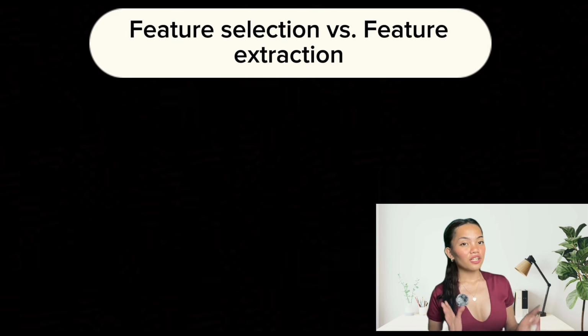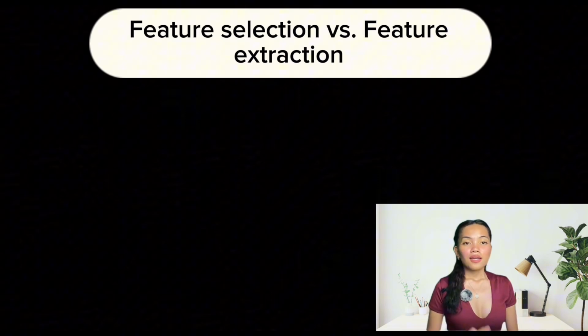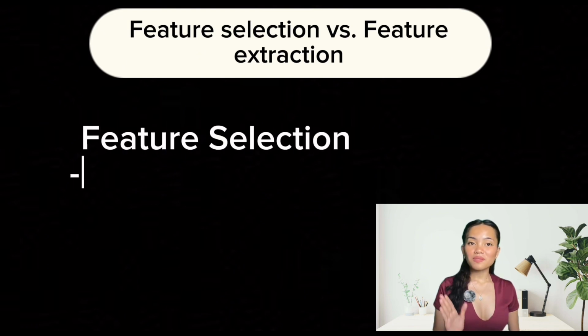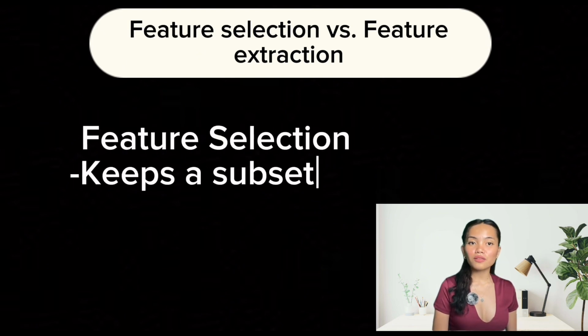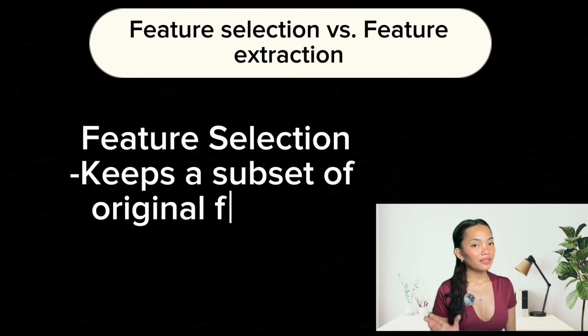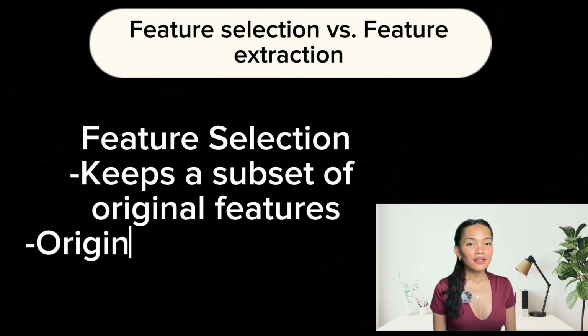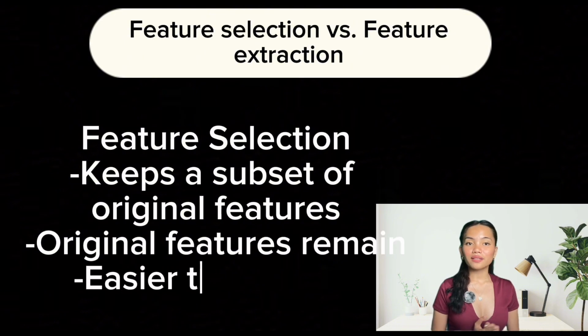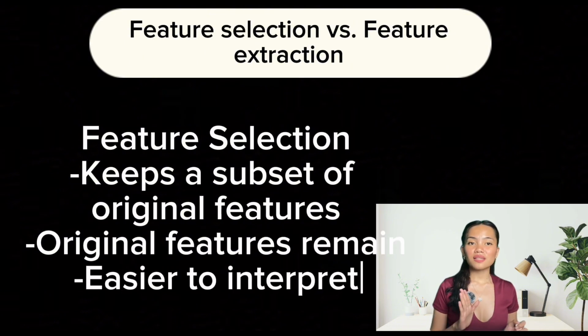Feature selection versus feature extraction. In feature selection, the approach gives a subset of original features. In data representation, the original features remain, while in complexity, it's easier to interpret.